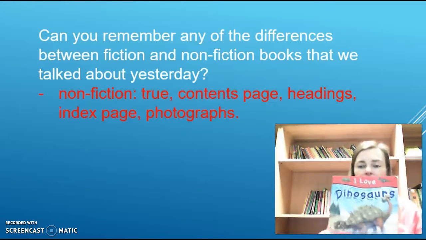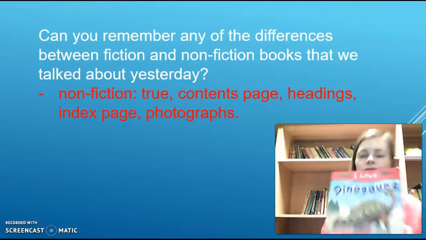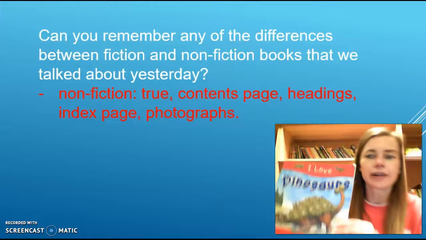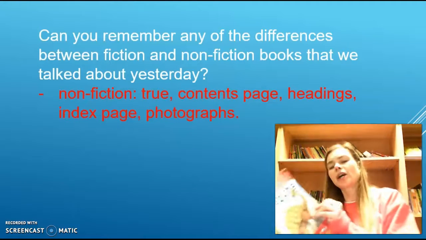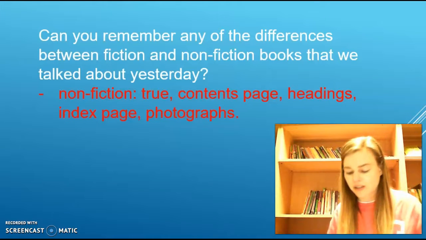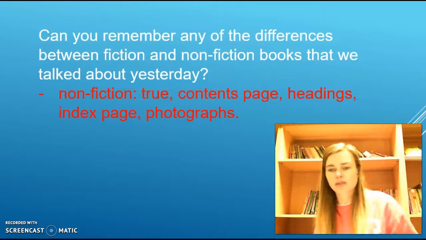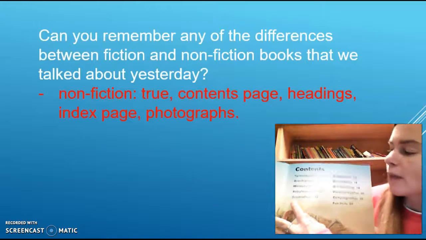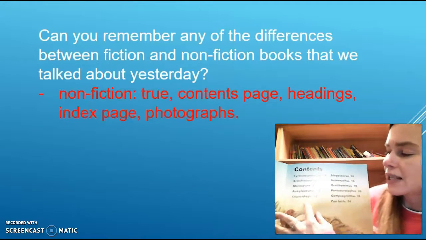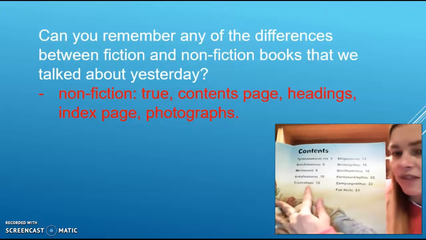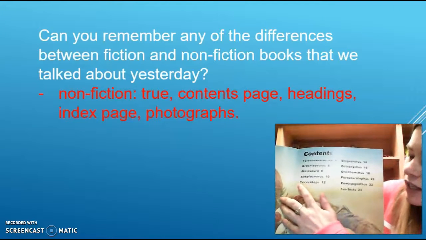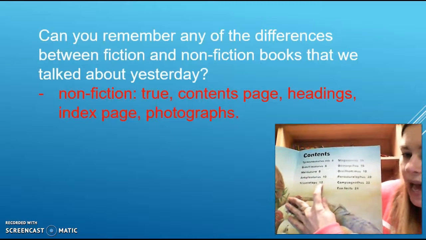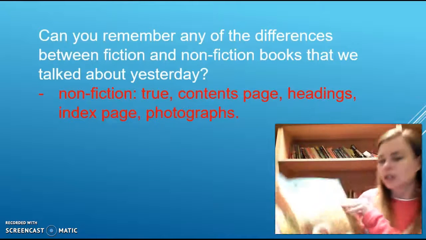Right, so today we are going to start reading this non-fiction book, I Love Dinosaurs. We're not going to start right at the beginning. Today we're going to read just two of the chapters, and the first chapter we are going to read is the chapter that is all about a dinosaur called a Triceratops. So if I look carefully at the contents page, if I want to find out about a Triceratops, I can see here that I need to go to page 12. So I'm going to do that now.